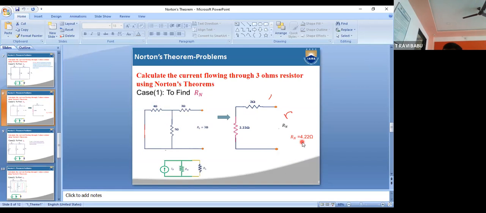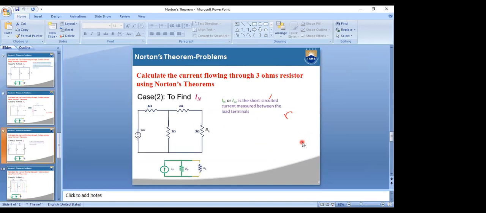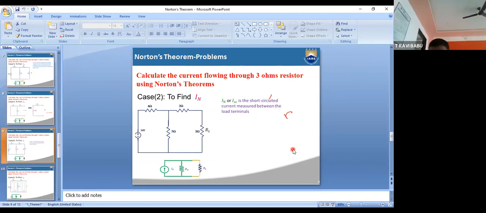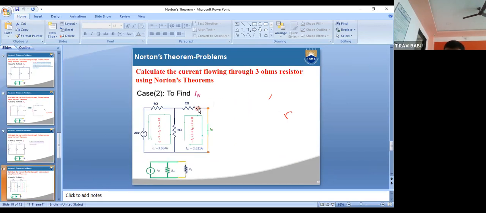Okay, what is the next parameter? Tell me. Babu, what is the next parameter? IN. IN is nothing but the Norton's current, otherwise ISC, the short circuit current across the load terminal. So remove this load terminal. I am removing that and making a short line. This is your short line. After that, calculate the IN value.